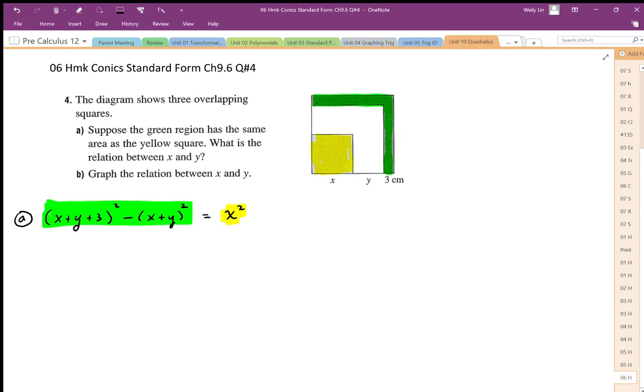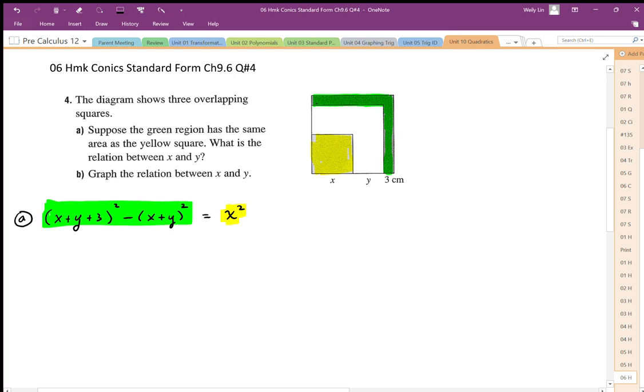Well, to get the area of the green, what we're going to do is take the length of this square, so that's going to be x plus y plus 3 squared. We're going to square that, so that's what I have here. And we're going to then take away the next smaller square, which is x plus y squared. So that's what we have here, and that's going to give us the area shaded in green. Then we're going to make that equal to the x squared area, the yellow area, and there's our relationship.